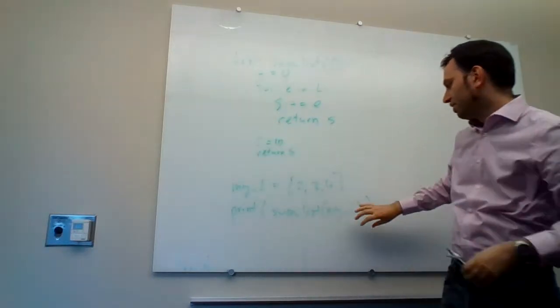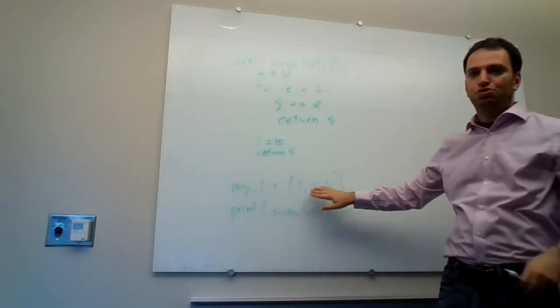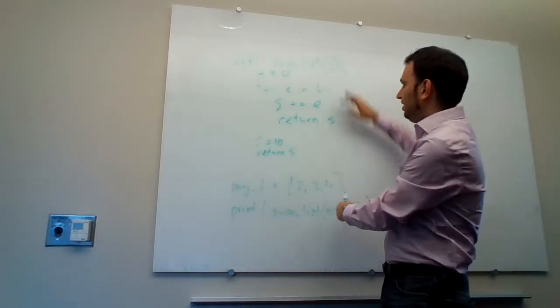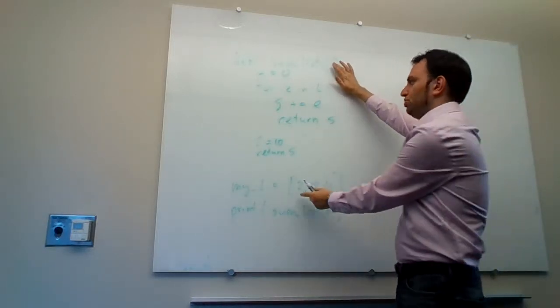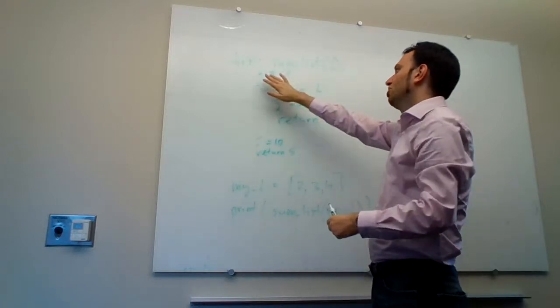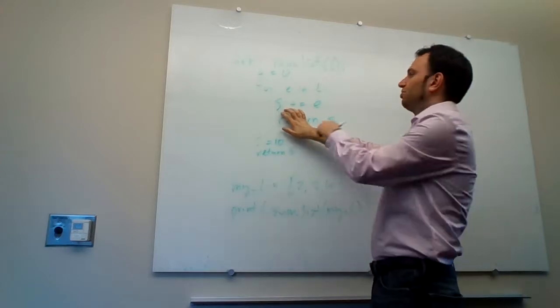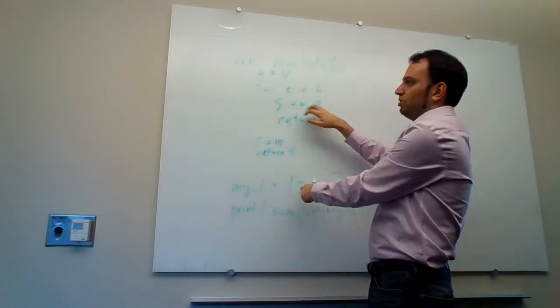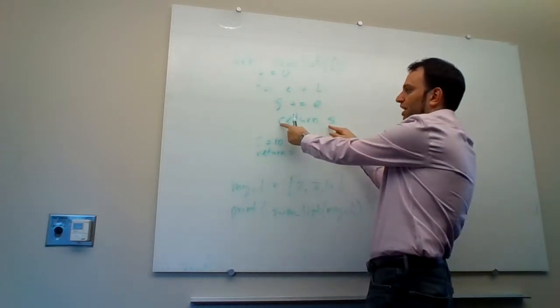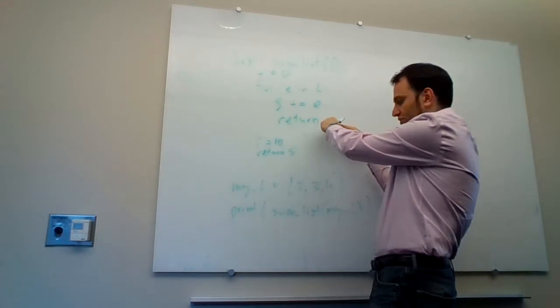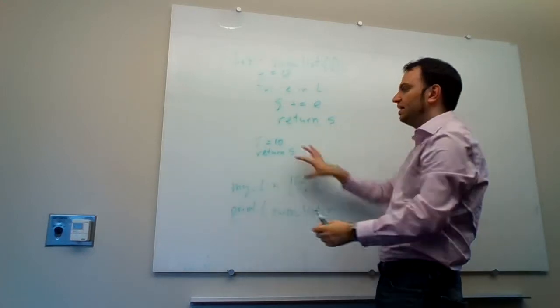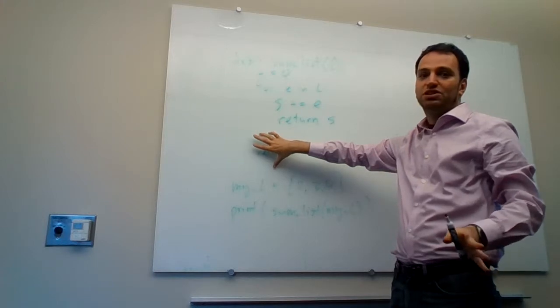So the way it would work is, well, myL is still 2, 3, 4. myL gets sent to L, so now L is 2, 3, 4. And now you go S equals 0, for E in L. So at this point, S is equal to 0, E is equal to 2. So S becomes 2, and then you get to return S. S is 2, so this is 2. And that's it. This thing never happens.